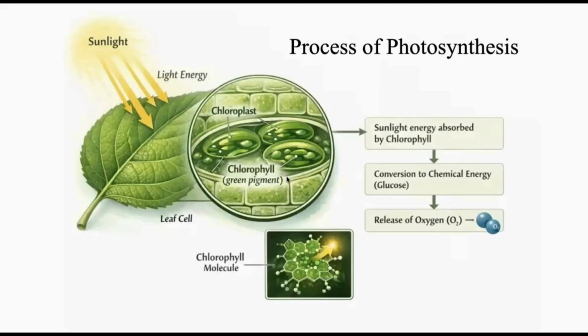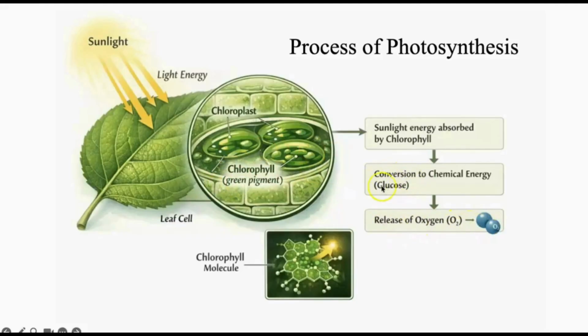Now, let us learn about the process of photosynthesis. What do you mean by that? As we all know, a leaf has a cell organelle called chloroplast, and inside the chloroplast we have the green pigment chlorophyll. This chlorophyll is responsible for the absorption of light energy from the sun. The light energy is absorbed by the chlorophyll pigment and converted into chemical energy, that is the glucose, which is stored in the plant cell. It is the food for plants, glucose, and it also releases oxygen as a byproduct.